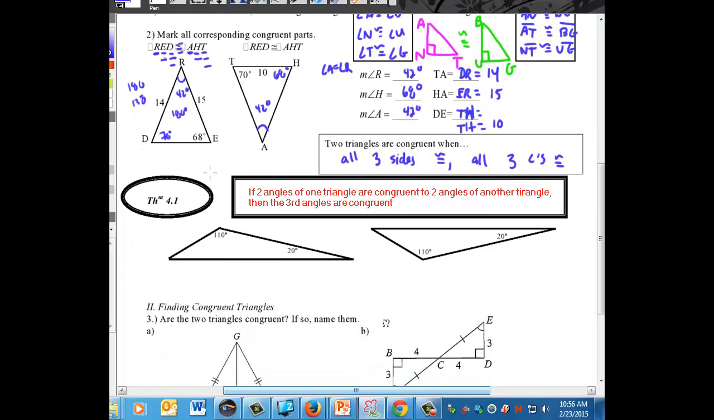Theorem 4.1 says if two angles of one triangle are congruent to two angles of another triangle, then the third angles are each congruent. Now this is similar to our triangle sum theorem, and really we can just use common sense. Because if I know that I have 110 and 20, this angle has to be 50 degrees because there's 180 degrees in all triangles. Same as over here. We have 110 and 20, therefore I can put 50 degrees here. So what I just did is I used theorem 4.1, and it's similar to our triangle sum theorem. They're not the same, but it is similar.